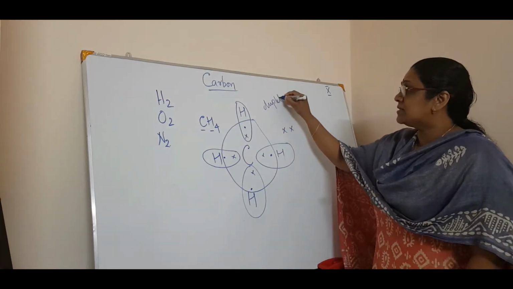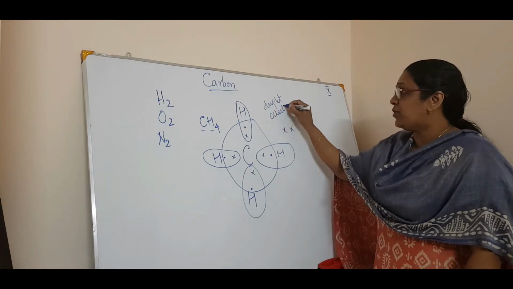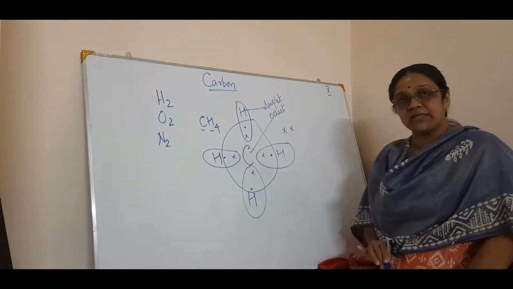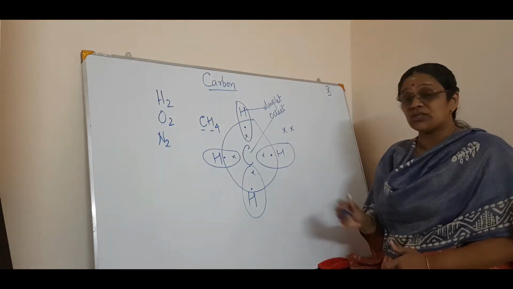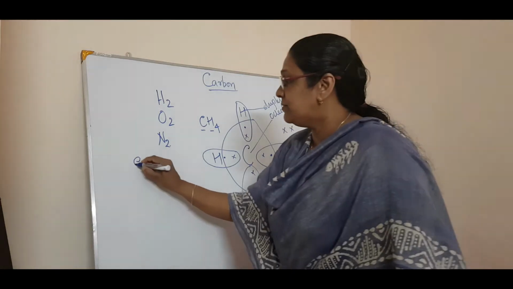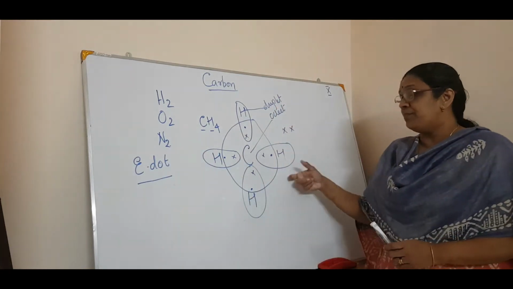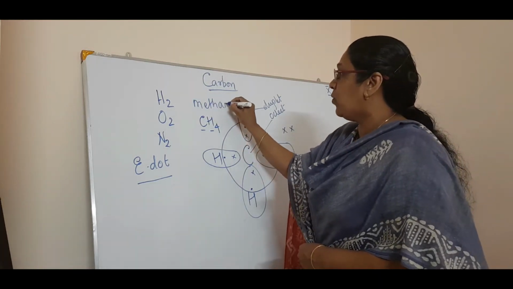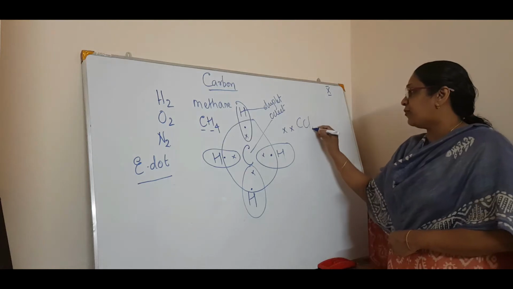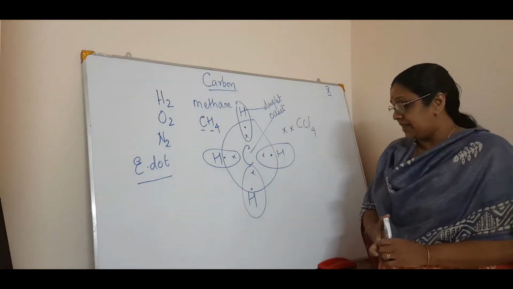So the compound is stable, isn't it? Hydrogen has a duplet and carbon has an octet. So this is how you draw the electron dot structure. What is it? Electron dot structure. Okay, electron dot structure of methane. What is this CH4? CH4 is methane. Hope you have drawn CCl4, isn't it? CCl4.